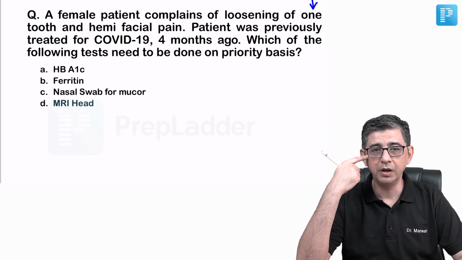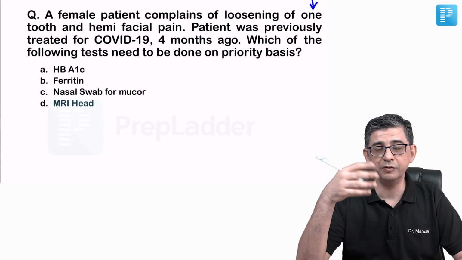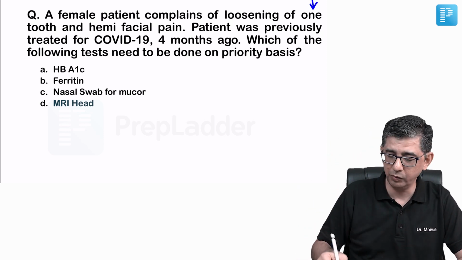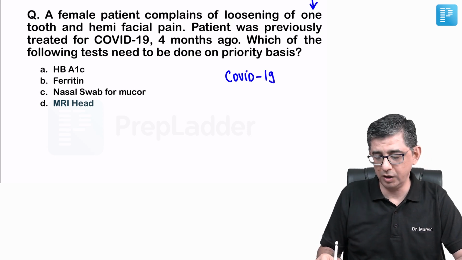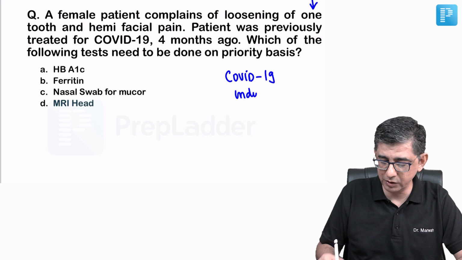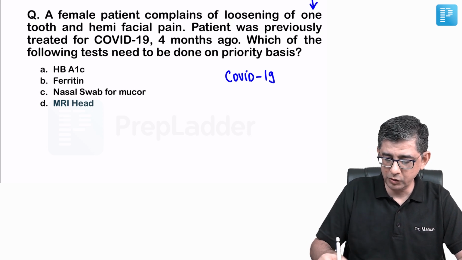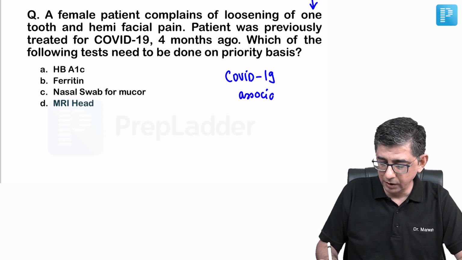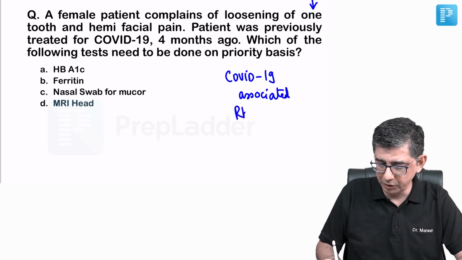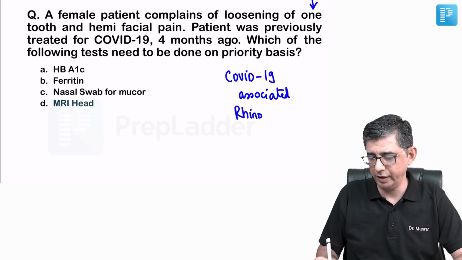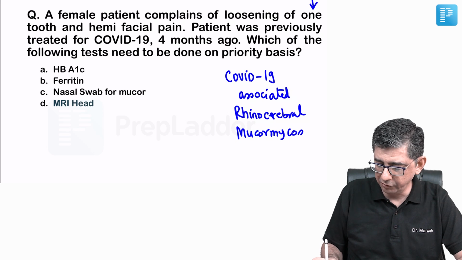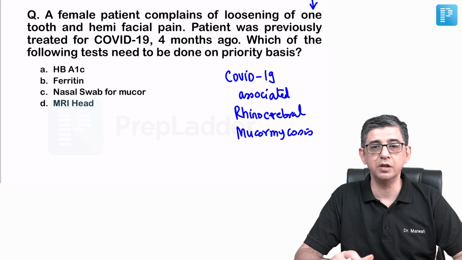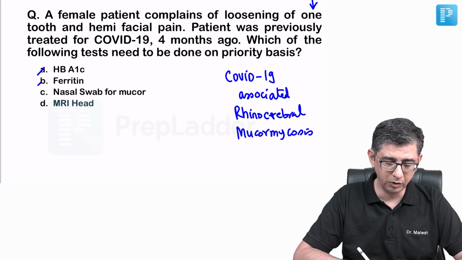And at the same time, subsequently hemifacial pain because of the extensive tissue damage that this fungus would be causing. So the topic that we are diagnosing in this particular case would be COVID-19 induced or associated rhinocerebral mucormycosis. Now, when you look at option A, HbA1c, it's not going to help in diagnosis at the moment. And option B is ferritin. Ferritin would have been elevated when the person was suffering from COVID-19, not now. So A and B are off the radar.